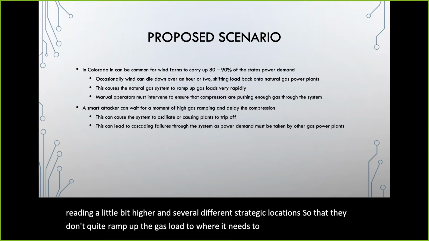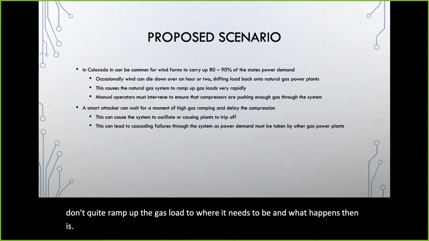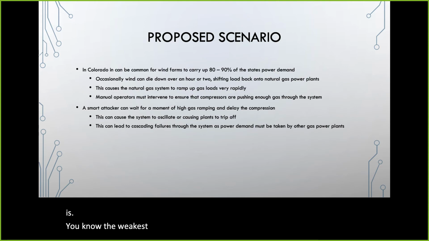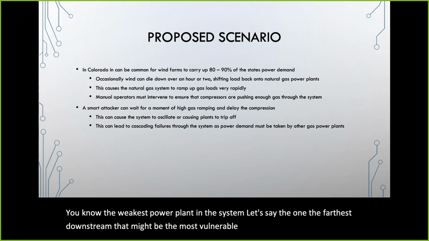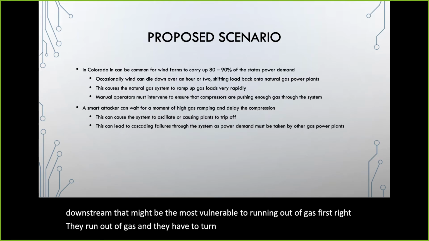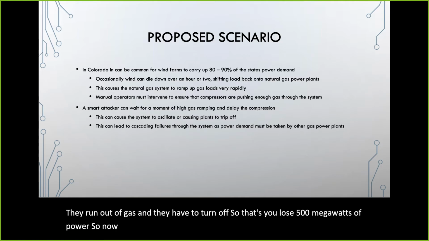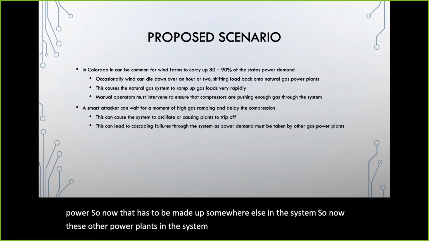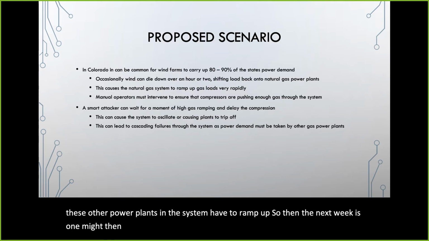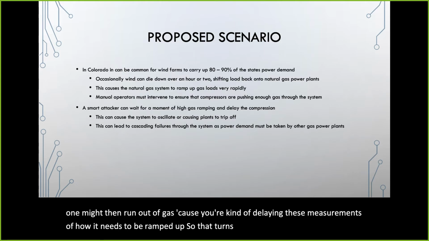And what happens then is the weakest power plant in the system, let's say the one farthest downstream that might be the most vulnerable to running out of gas first, right? They run out of gas and they have to turn off. So you lose 500 megawatts of power. Now that has to be made up somewhere else in the system, so these other power plants have to ramp up. Then the next weakest one might run out of gas because you're delaying these measurements of how it needs to be ramped up. So that turns off. Okay, so then that load has to be taken on by the system. So it starts to cascade.